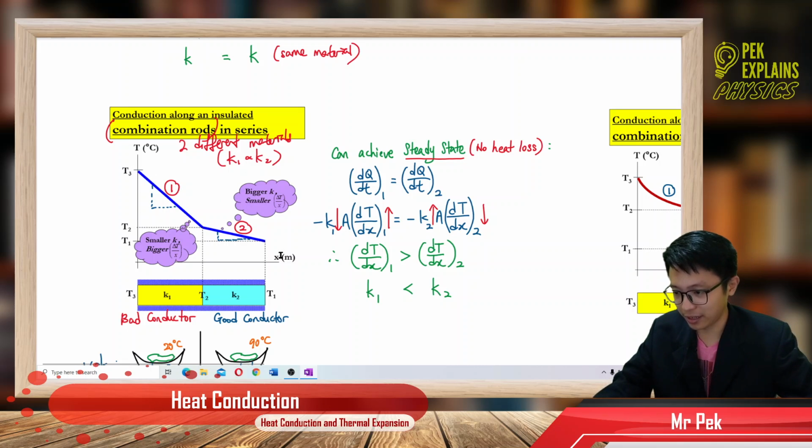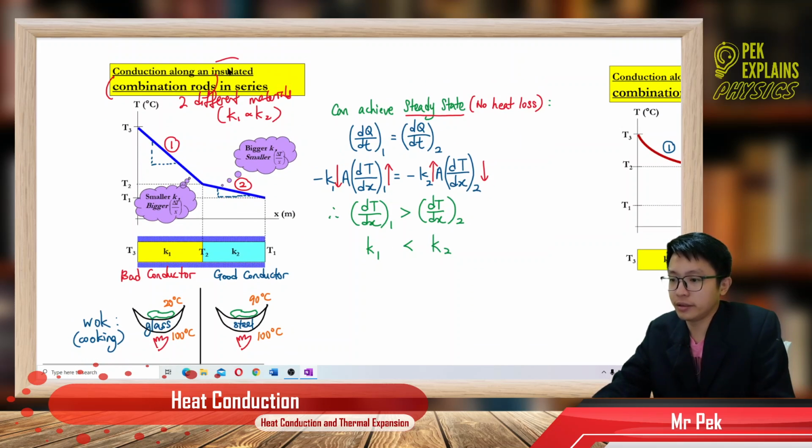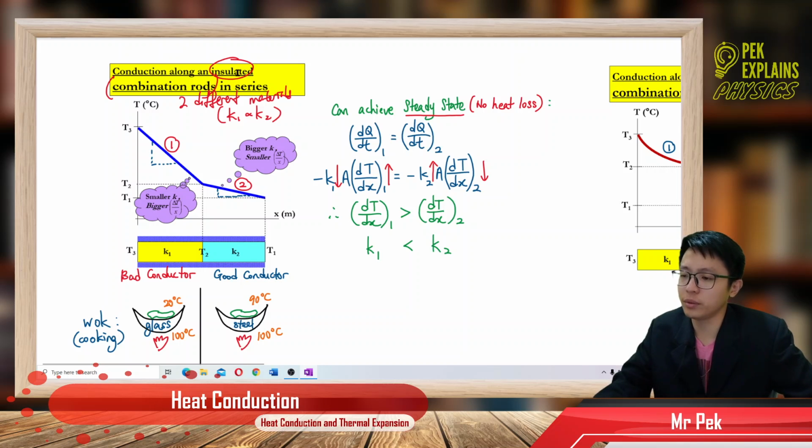So this is the graph. It's still insulated. Why is insulation so important? When insulated, this rod can achieve steady state. What does steady state mean? That means the rate of heat flow is constant all along the rod.